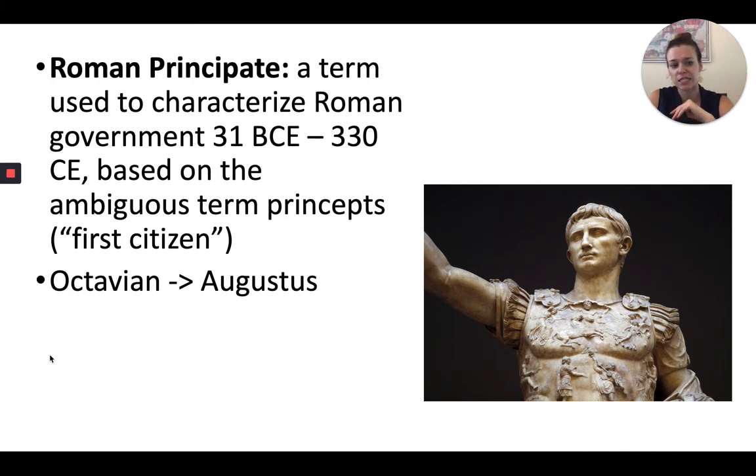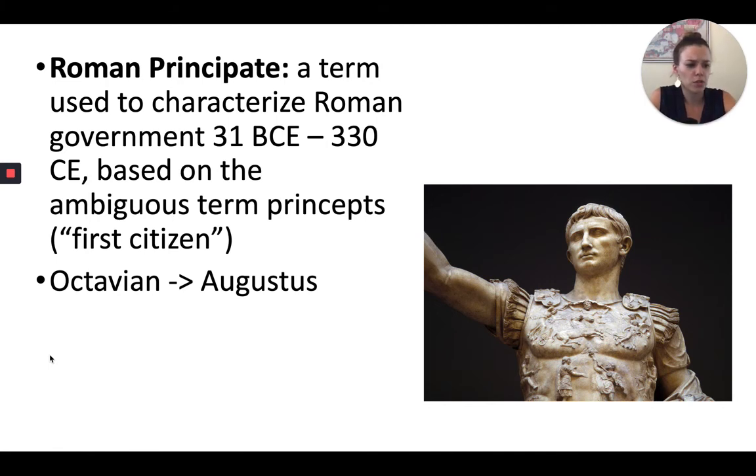After he dies, several members of his family succeeded him because he was so popular. The position of emperor is not necessarily hereditary. In theory, the Senate affirmed the emperor, right? The Senate picked the emperor. In reality, the army picked the emperor.